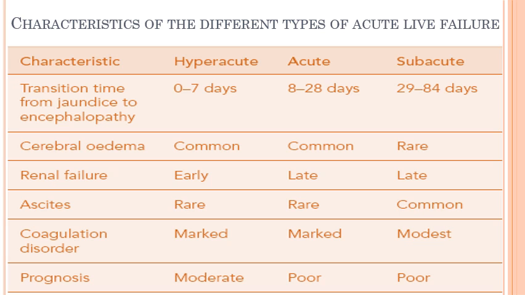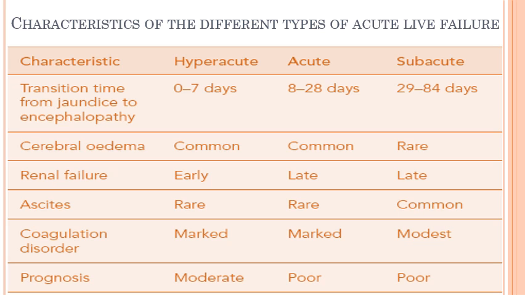And when there is more workload on the kidney, it will also move to the failure state. So in hyperacute liver failure, the renal failure is very early. In acute liver failure, the renal failure comes at the late stage, and in subacute liver failure, it is also appearing and it is at the late stage.